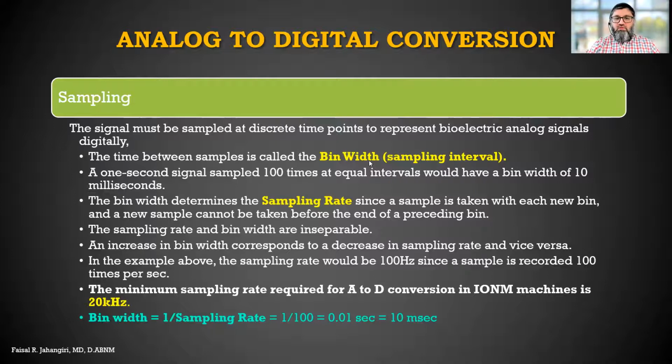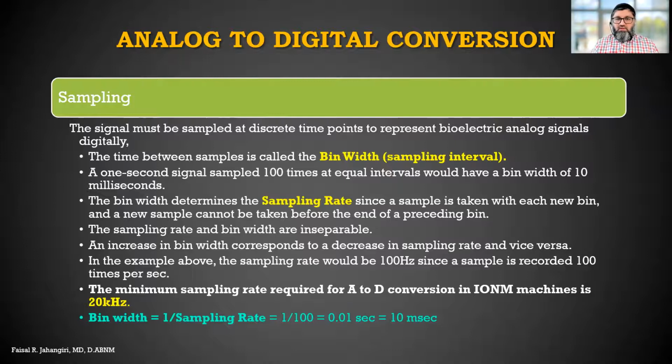The time between samples is called bin width or sampling interval, which is 1 over sampling rate. A 1 second signal sampled 100 times at equal intervals would have a bin width of 10 milliseconds. There are 1000 milliseconds in 1 second, so 1000 divided by 100 is 10. So you sample 100 times in 1 second at equal intervals. That means each sample will be 10 milliseconds apart. The bin width depends on the sampling rate, since a sample is taken with each new bin, and a new sample cannot be taken before the end of the preceding bin.